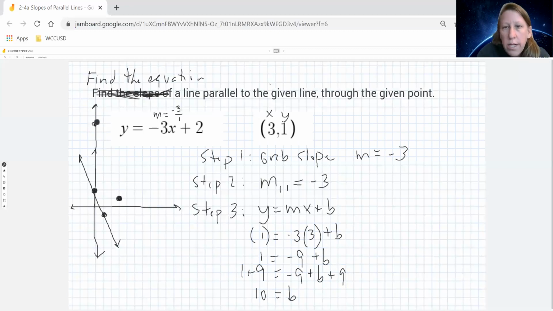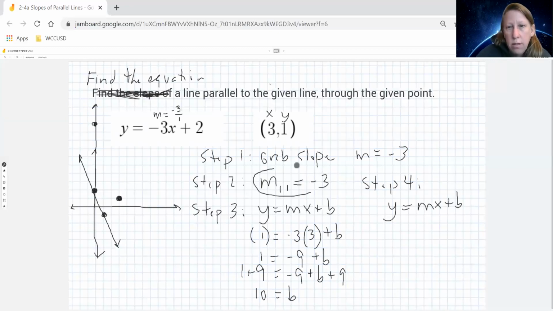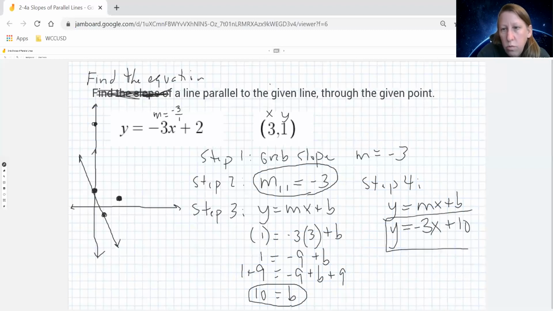Okay, and I'm not quite done. Step 4 is to write y equals mx plus b again. And now we know the m, the slope, and we know the y-intercept. So I'm going to stick those into the problem. The y stays there, the equal sign stays there, the m changes to -3, and the b changes to 10. That's the answer. That's the equation of a line that is parallel to this line, but goes through this point, 3, 1.